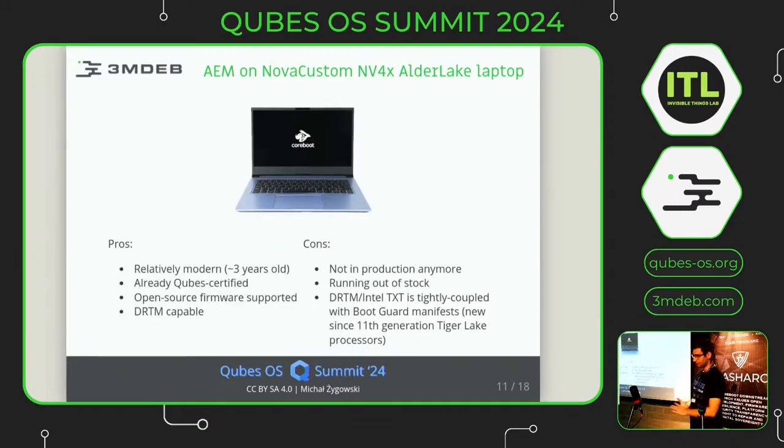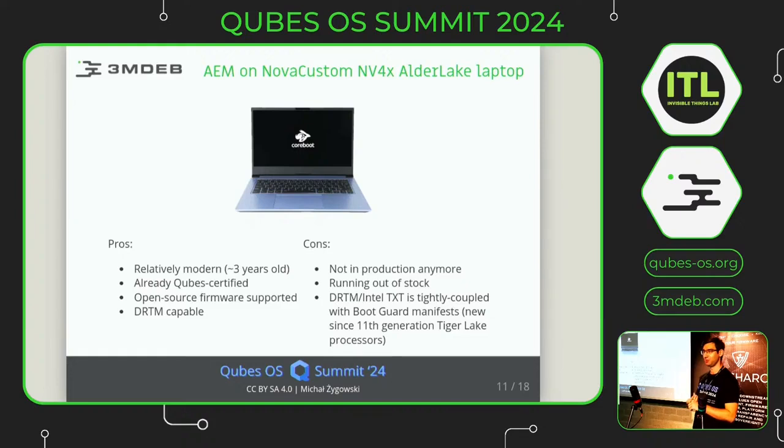So my choice for the nearest future was the certified Nova Custom NV40 series laptop, which is based on 12th generation Intel Core processors. So it is relatively modern, right? Because these processors were released maybe 3 years ago. It is already Qubes certified, so it passes my main requirement. It is open source firmware supported, so we release firmware updates via Dasharo. And of course, it is thankfully DRTM capable.